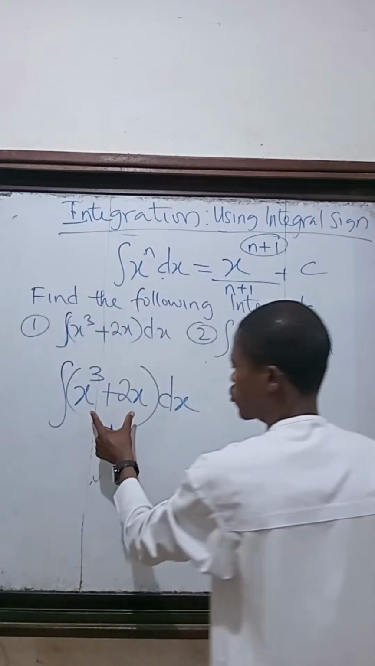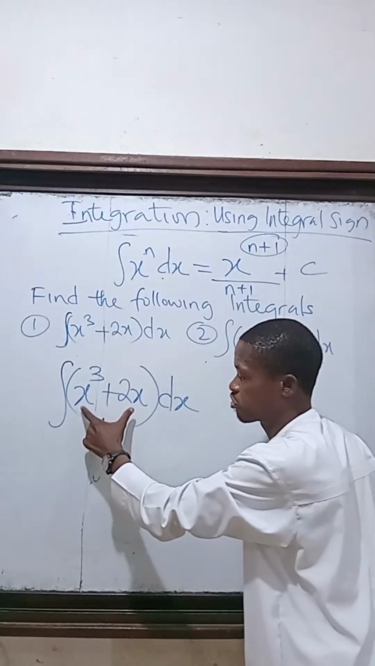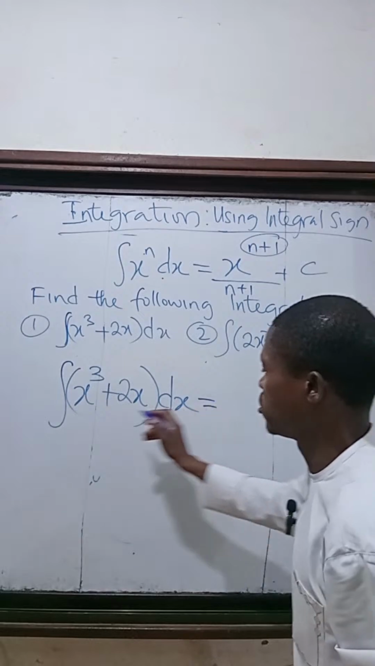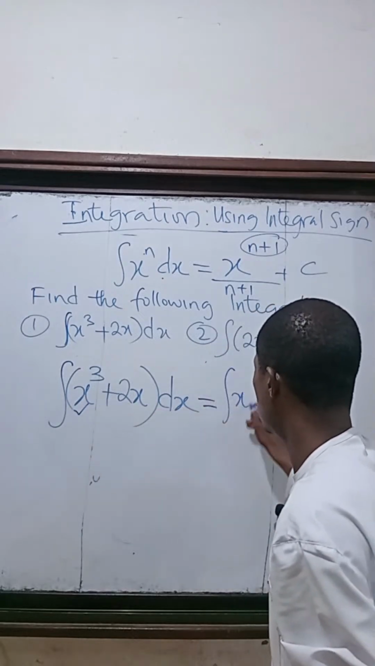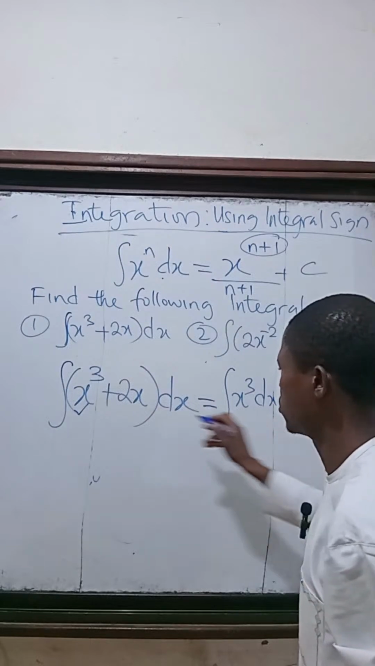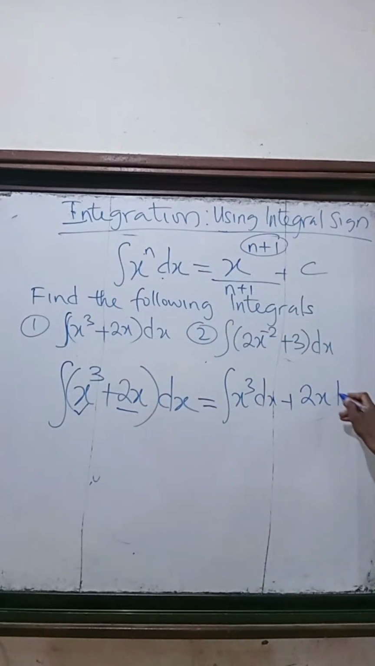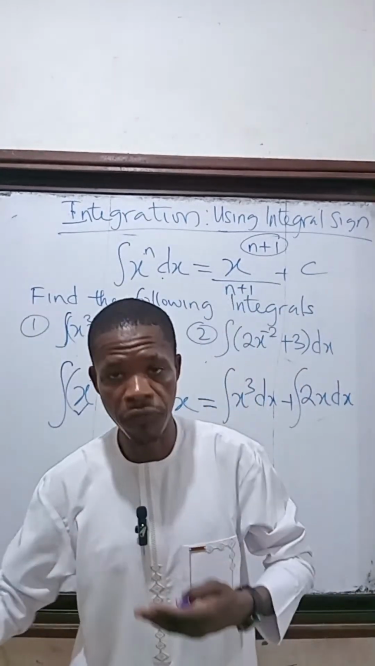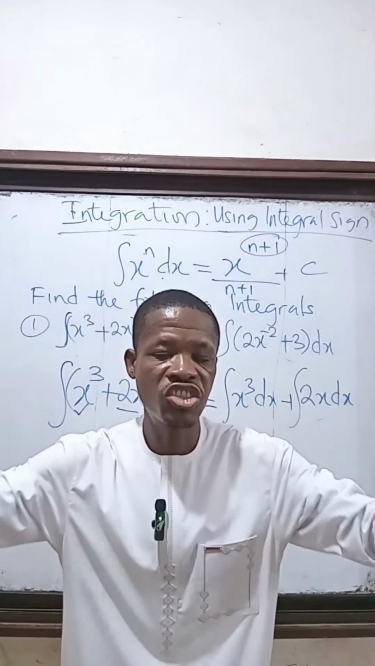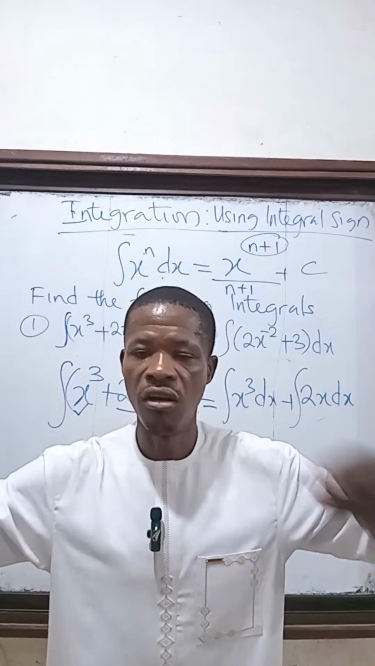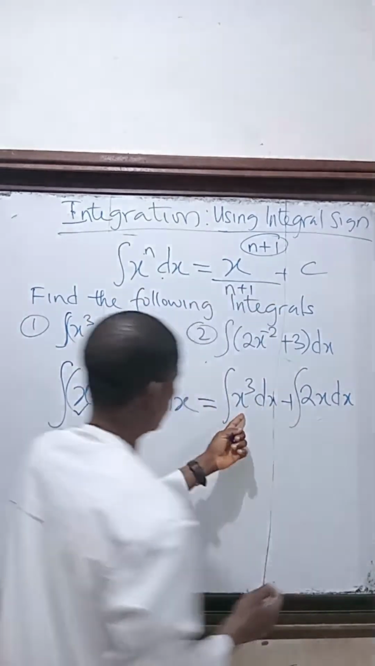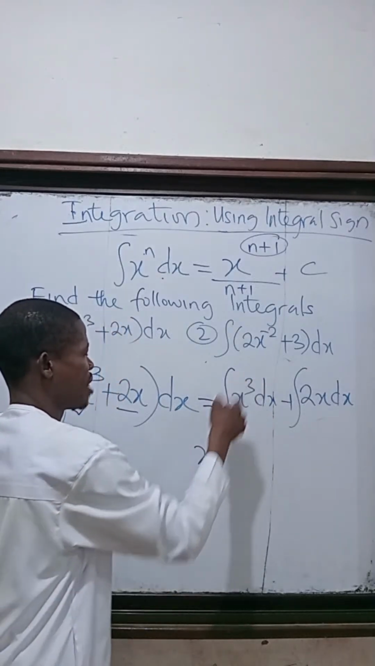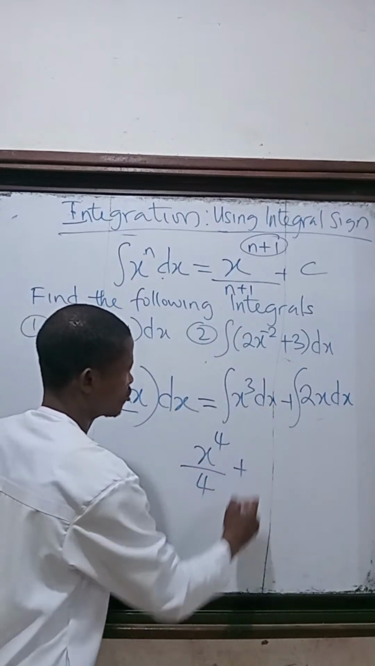This is the integral of a sum of two functions. That's what we have in this place, which will be equal to what? The integral of x cubed dx plus the integral of the second function. So this tells us that when you have the integral of a sum of functions, it's going to be the integral of each of those functions. This will be equal to x to the power 3 plus 1, that's x to the power 4, over 4, then plus this one.